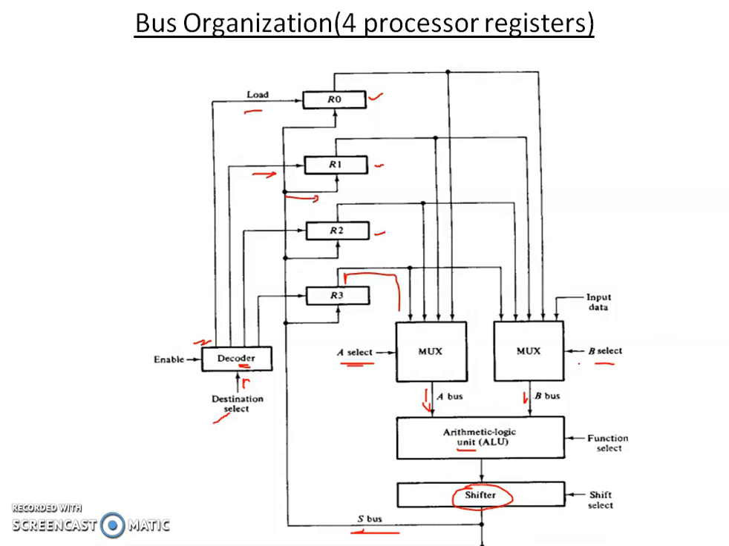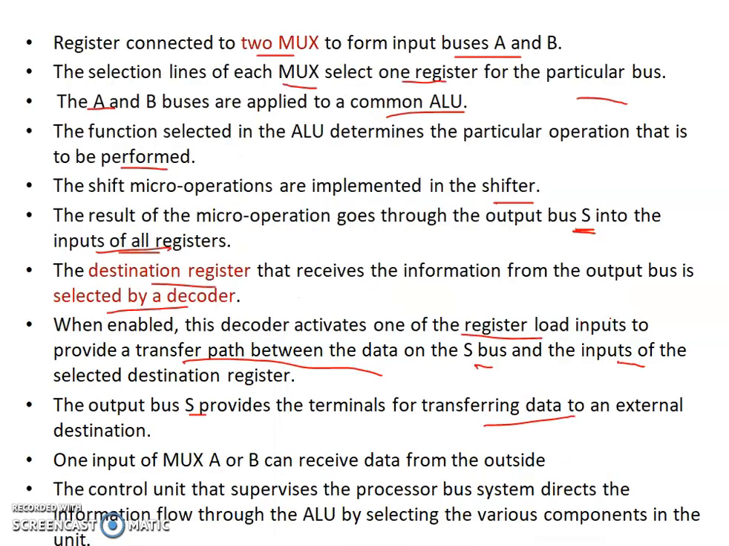Also, in this case, one input data is given over here. This input data can be selected from outside, other than from these registers. So either both the operands can be from the registers, or for one of the multiplexers, it can take the input from outside, and that is denoted by this input data. So one input of multiplexer A or B can receive the data from the outside.